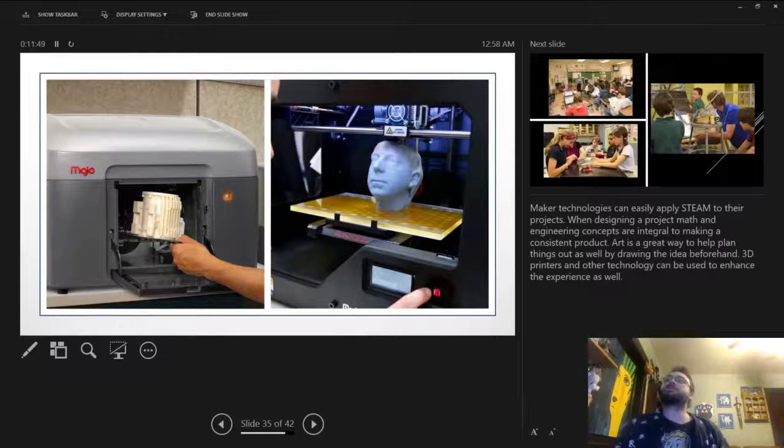Maker technologies can easily apply STEAM to their projects. When designing a project, math and engineering concepts are integral to making a consistent product. Art is a great way to help plan things out as well by drawing the idea beforehand. 3D printers and other technology can be used to enhance the experience as well.